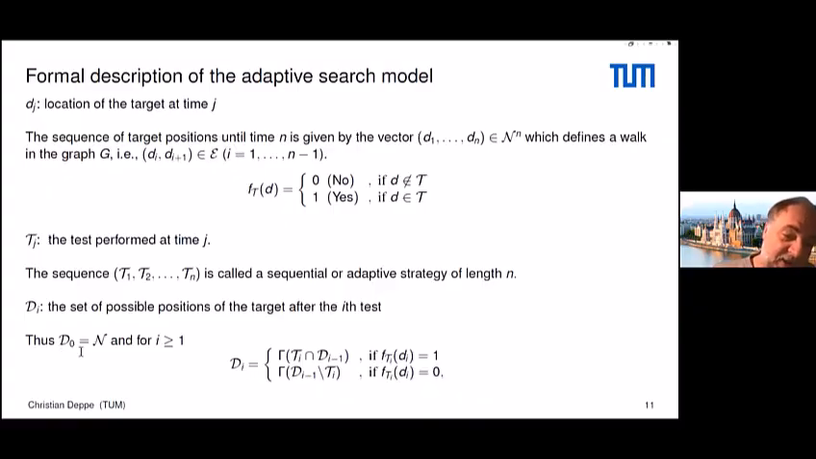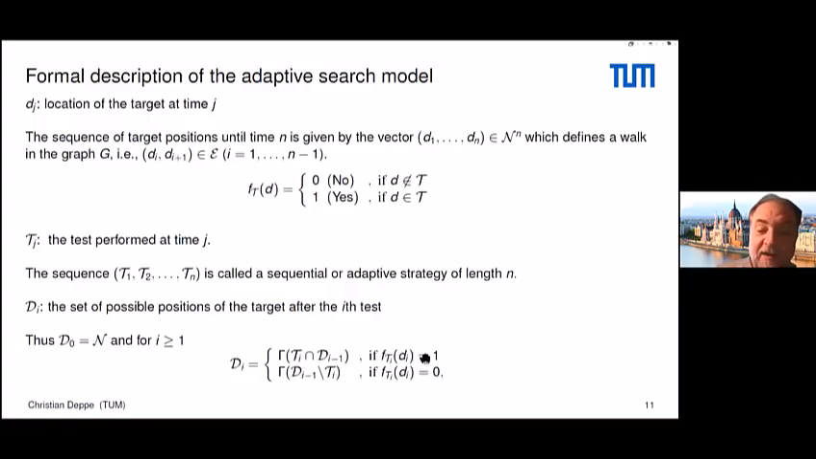Of course, in the beginning, all vertices are possible. Let us assume we ask the i-th test, so D_i is equal to the neighborhood. This Gamma denotes the neighborhood of the i-th test and the possible positions before. So D_{i-1} is the set of possible positions after step i-1. Then we do the next test, and then we have to look at the neighborhood because the element can move by 1.